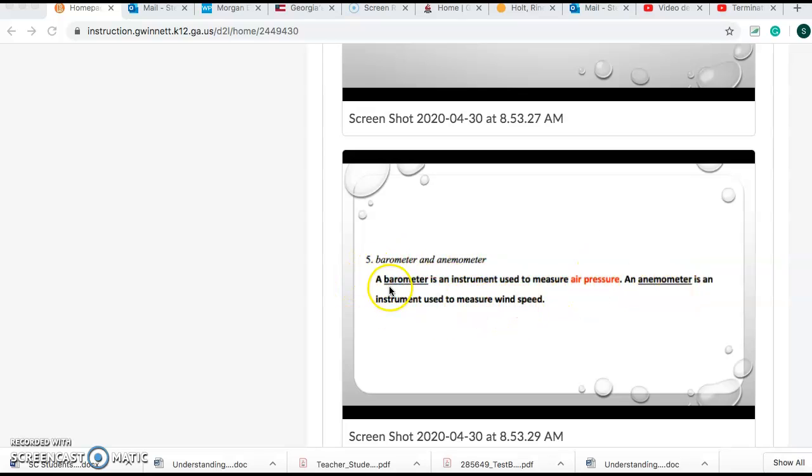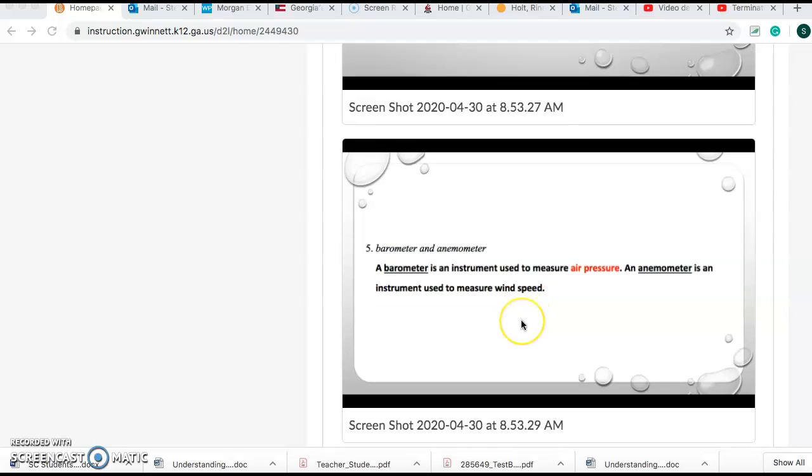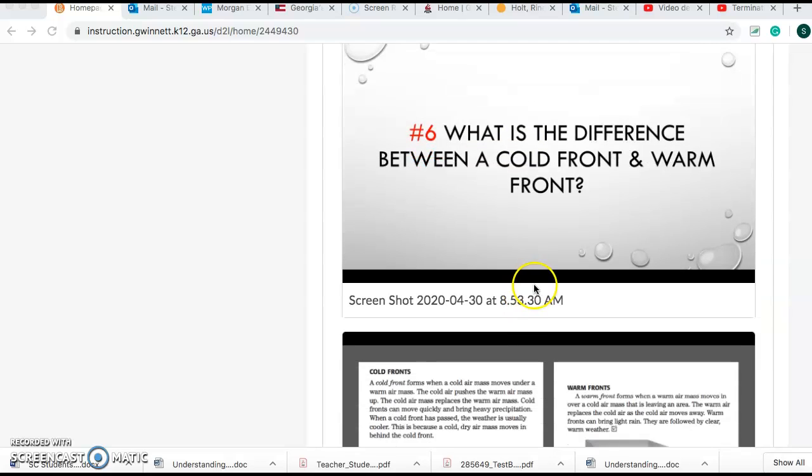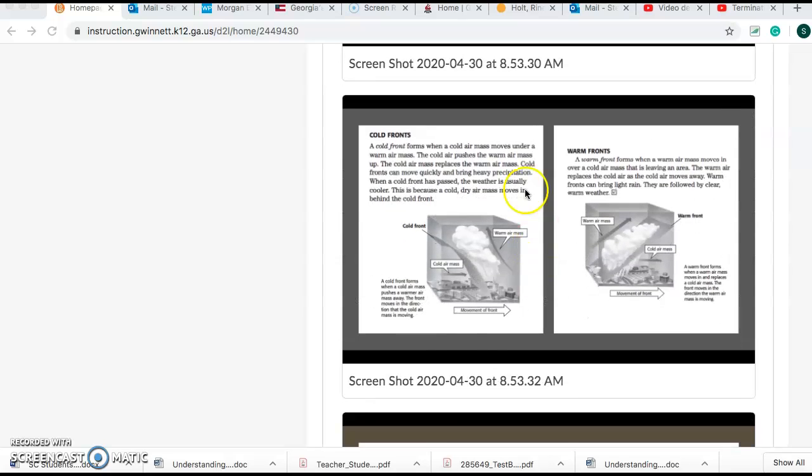Number 5. A barometer is an instrument used to measure air pressure. Air pressure is in red because it's important. An anemometer is an instrument used to measure wind speed, okay? Number 6. What is the difference between cold fronts and warm fronts?